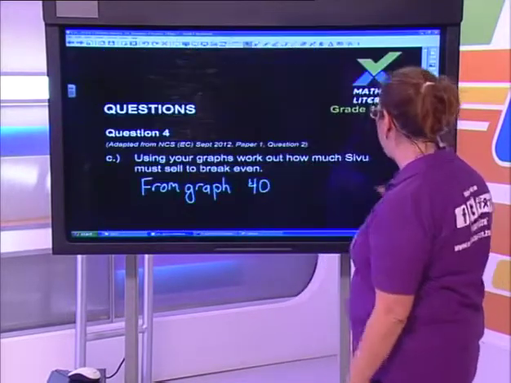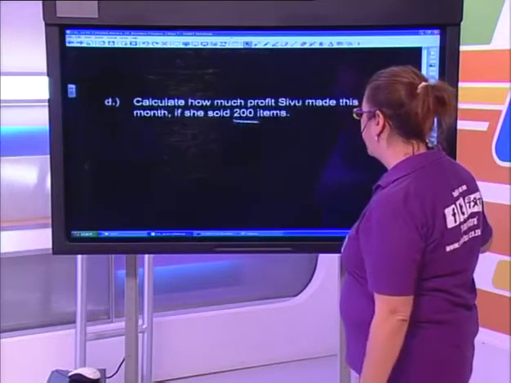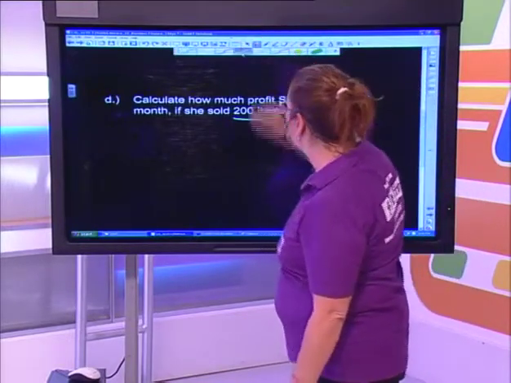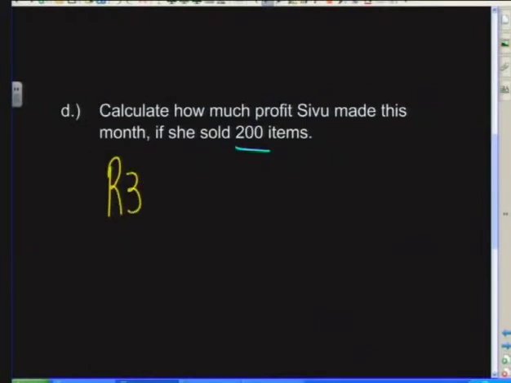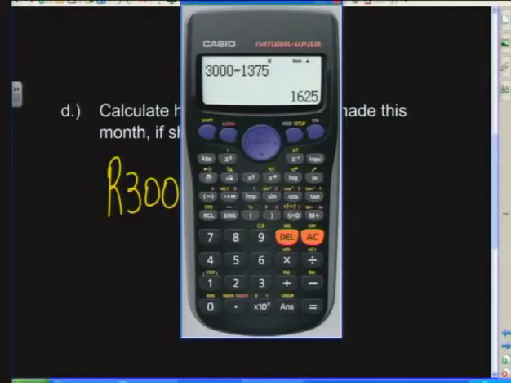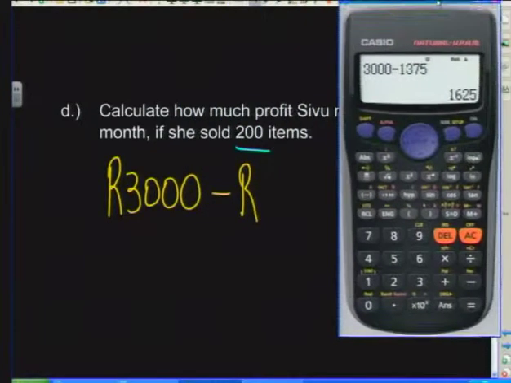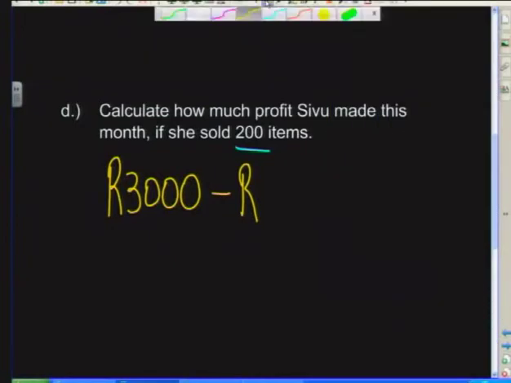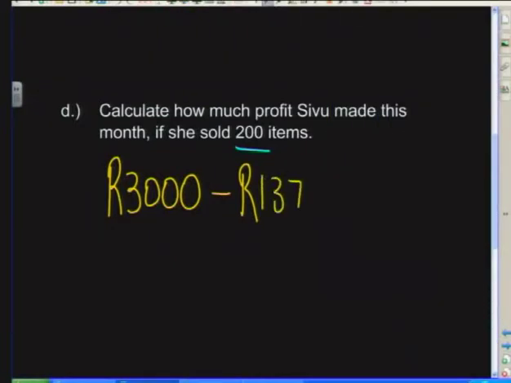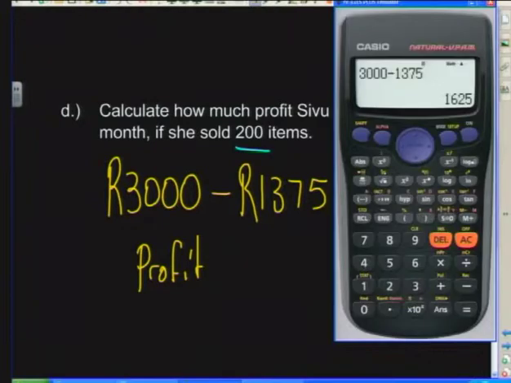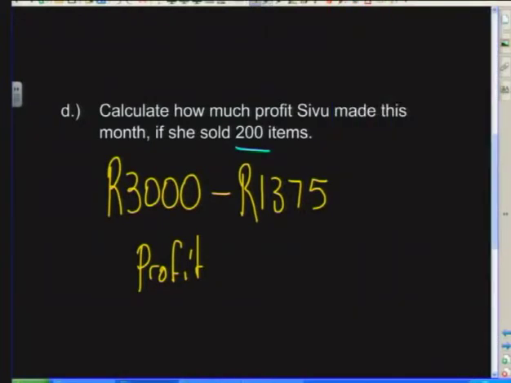Let's go to the next page and write that. So her profit was her income, which was 3,000, minus her expense, and I can't remember what that was. It was 1,375. And her profit, and this you also could read off the graph, her profit was 1,625. How would we read this off the graph?